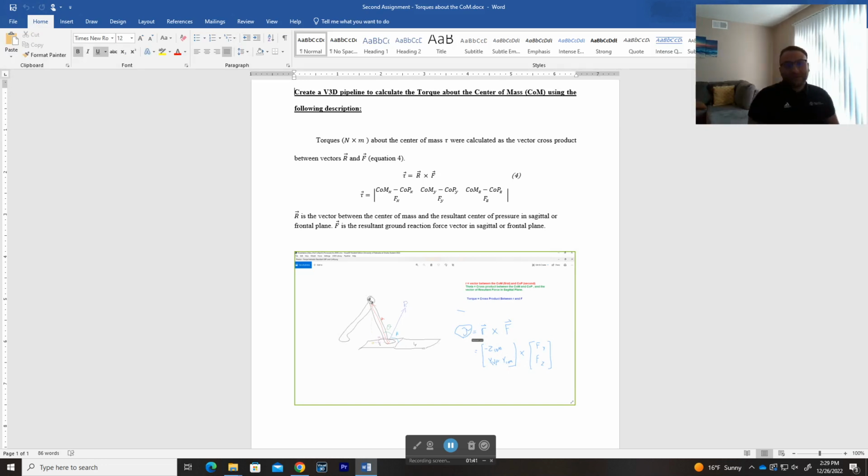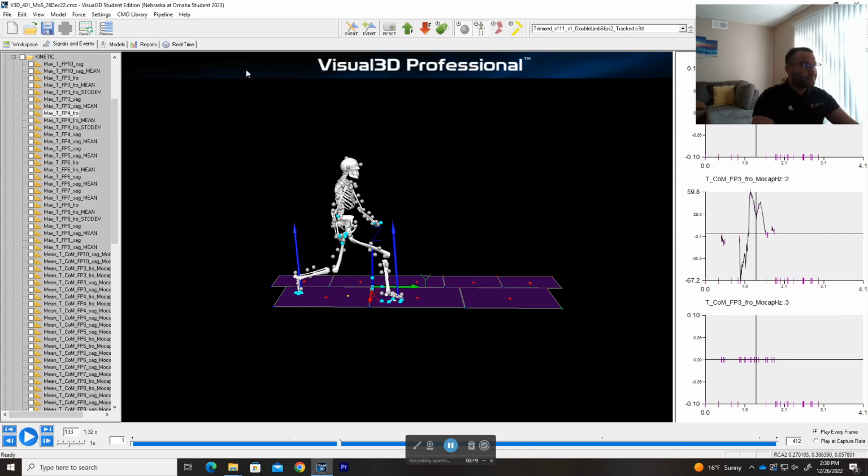This is how you calculate the torques about the center of mass, but you can also calculate joint torques, like for the ankle and so on, and then you just use the moment of inertia for the specific joint. But first you need to know that when we calculate the torques in the sagittal and frontal planes, the vectors can't be 2D vectors, they have to be 3D vectors. So that's what we're going to do first.